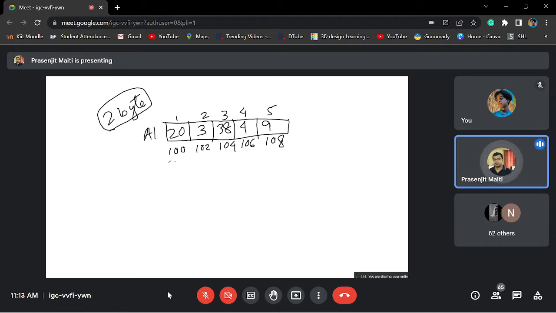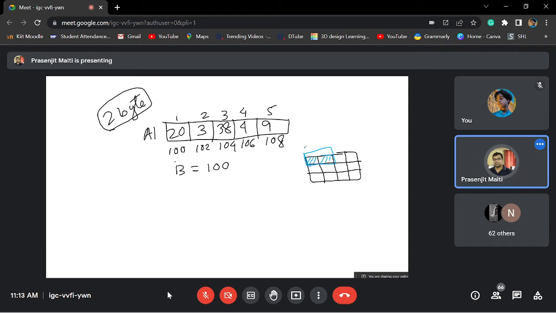Now, what is the base address? Base address is 100, meaning the first element address. To store 20, you can see this is, suppose, our RAM. So to store 20, we require 2 bytes.